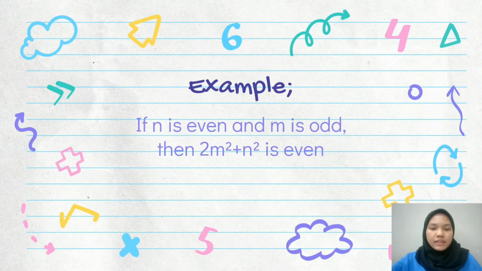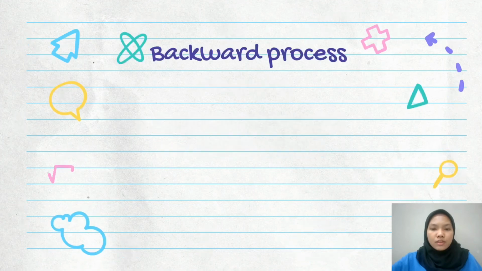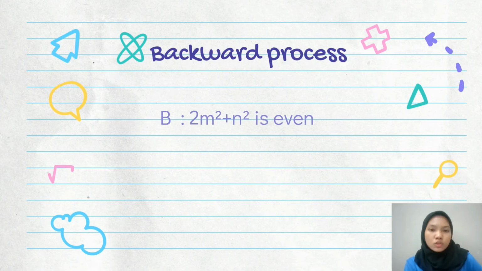Okay, here is an example question for this method. If n is even and m is odd, then 2m squared plus n squared is even. Okay, first things first, we need to find the hypothesis and the conclusion for this question. So the hypothesis is n is even and m is odd, and the conclusion is 2m squared plus n squared is even. Firstly, we will write out the B statement or the conclusion, which is 2m squared plus n squared is even.